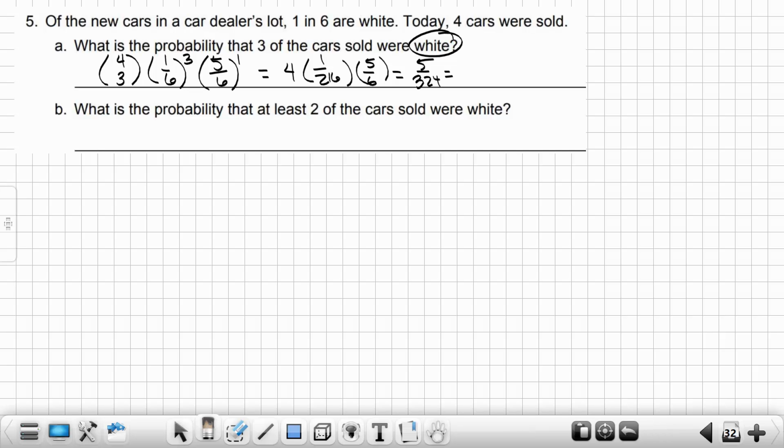Which is 0.01543, about 1.5 percent. Stephanie?